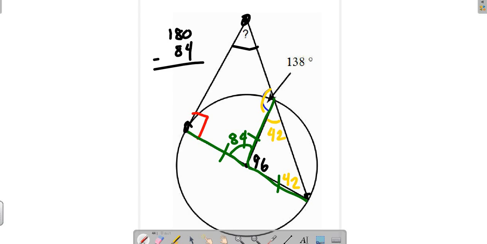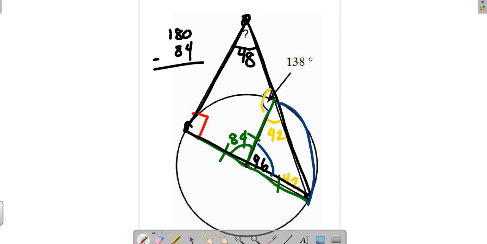This adds up to 180. So that's going to be 90 minus 42. And this is 48. Now, I also asked for arcs and angles. So if this is 96, this is 96. This is 84, that's 84. And of course, don't overlook the 180. Alrighty, again, red pen. I expect you to correct your work.